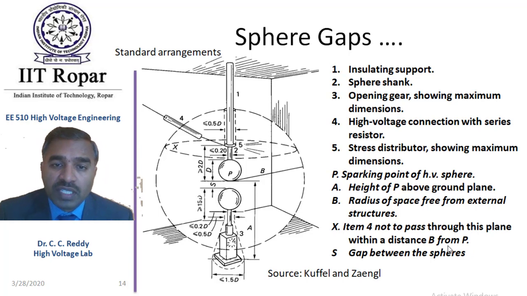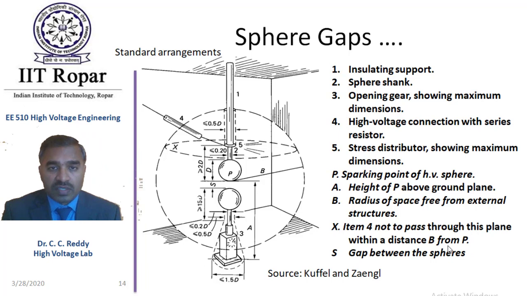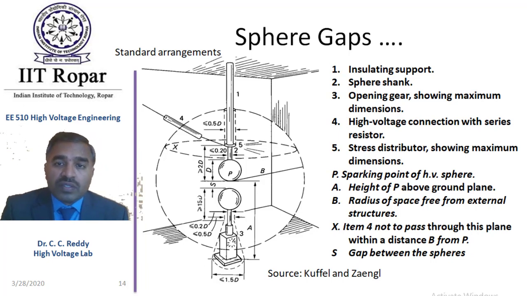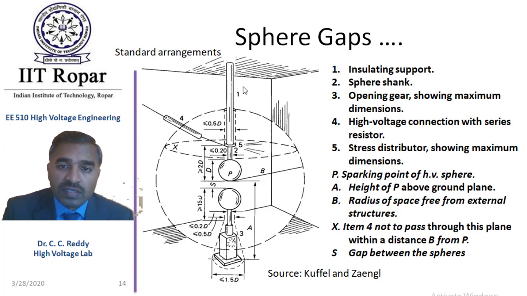What are the standard arrangements? So here there is a vertical spherical arrangement, vertical sphere gaps. Let us see carefully what all these things are. This is the top sphere, this is the bottom sphere. The top sphere is hung from a roof, and the bottom sphere is placed on a basement. Here, the bottom sphere can move up and down. The top sphere is fixed. So gap spacing is adjusted using the bottom sphere.